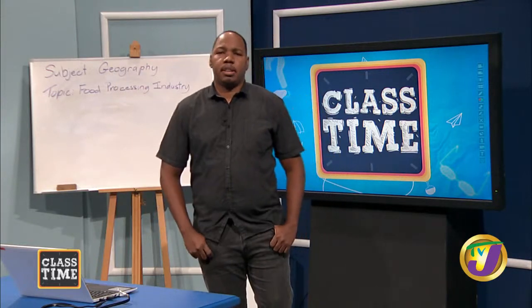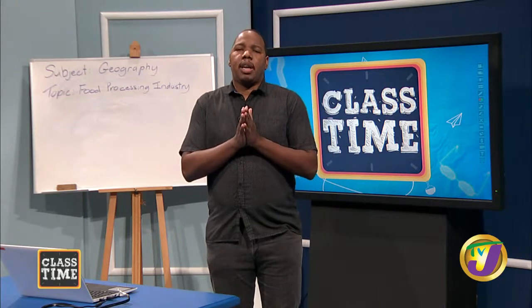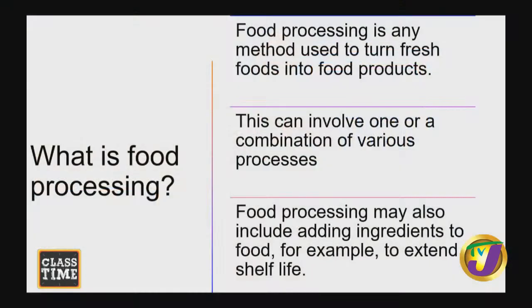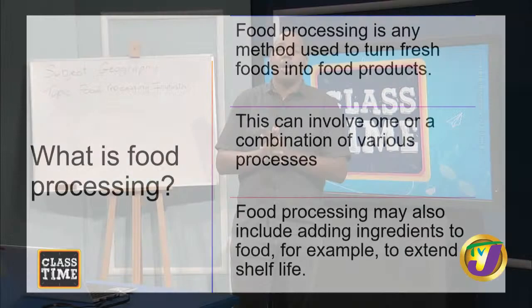Now, when we think about food processing, what comes to mind? Food processing really refers to any method that is used to convert fresh food into a food product. It could be through various processes. So you could either dry the food, you could can the food, you could subject it to various forms of heat, add chemicals to it. It's usually in an effort to enhance the shelf life of this product, to enhance the nutritional value, to enhance the taste of the product, right? To combine the product with other products, for example.